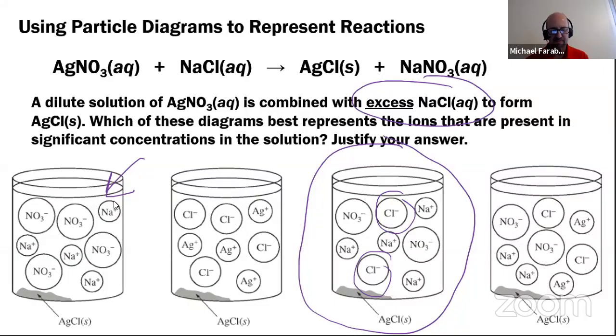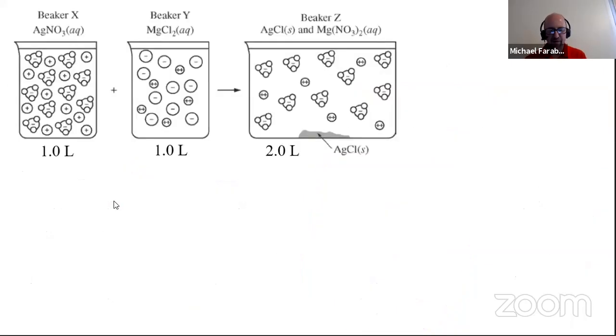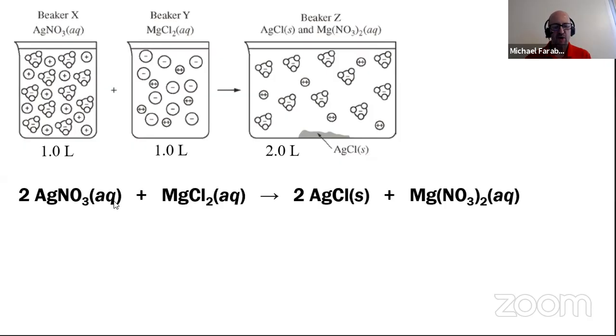of these 2 reactants. All right, looking at another example of particle diagrams here, we have 1 liter of a silver nitrate solution reacting with 1 liter of a magnesium chloride solution, and you can see particles representing the ions in the diagram. And then that combination produces 2 liters of a final mixture of silver chloride solid, which is on the bottom of the beaker, and magnesium nitrate still dissolved. So we have silver nitrate reacting with magnesium chloride to produce silver chloride solid and magnesium nitrate aqueous.